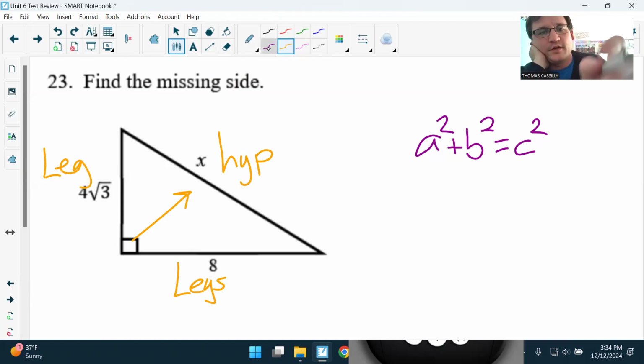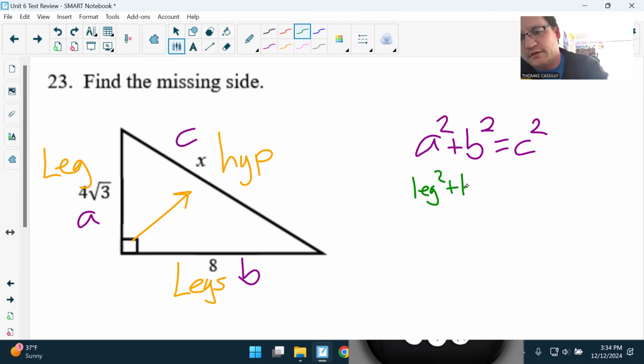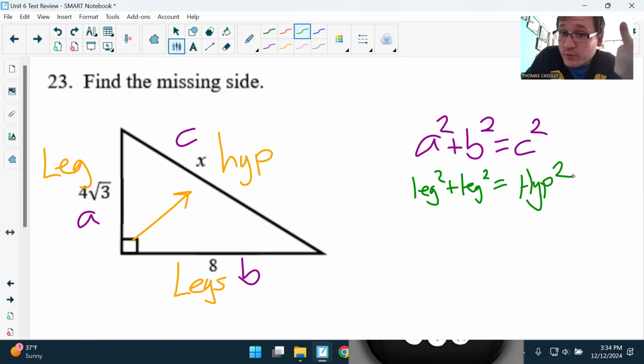All right. So if I do want to fill it out, maybe I'm going to call this side A. I'll call this side B. I'll call this side C, right? C always has to be the hypotenuse. Don't just assume because you have a variable, it's always going to go by itself. The thing that goes by itself is the C value, that hypotenuse. Sometimes we call this the leg squared plus the leg squared equals the hypotenuse squared. All right, that's another way to kind of think about it. But let's plug it in.